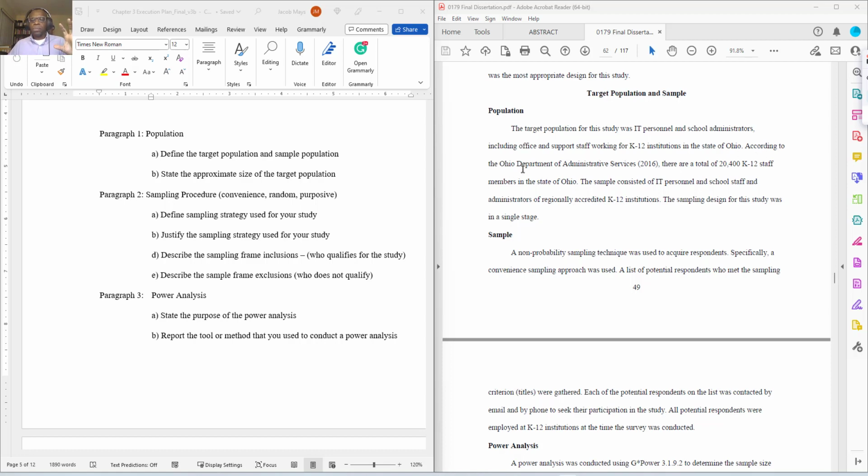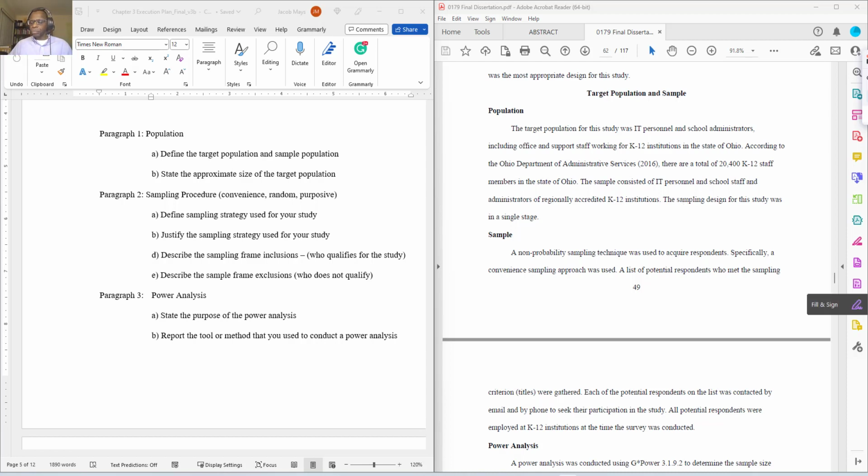According to the Ohio Department of Administrative Services, there are a total of 20,400 K through 12 staff members in the state of Ohio. The sample, however, consisted of IT personnel and school staff and administrators of regionally accredited K through 12 institutions. The sampling design for this study was a single stage. So K through 12 IT professionals in the state, but only from accredited K through 12 institutions. So that's the population and then the sample.